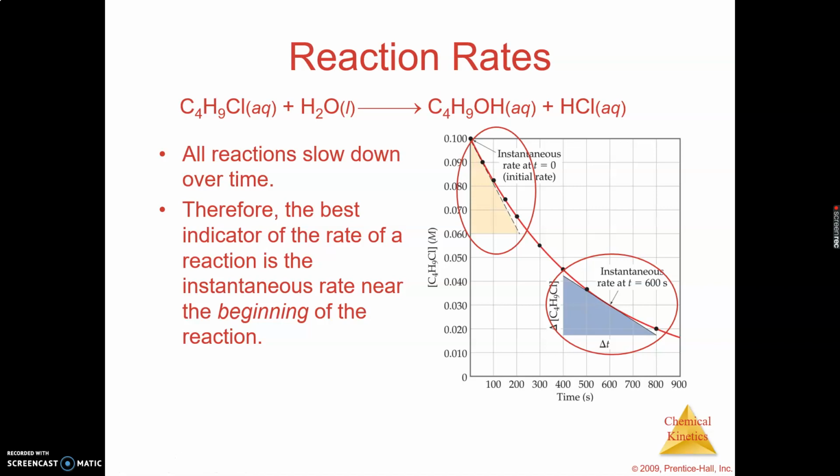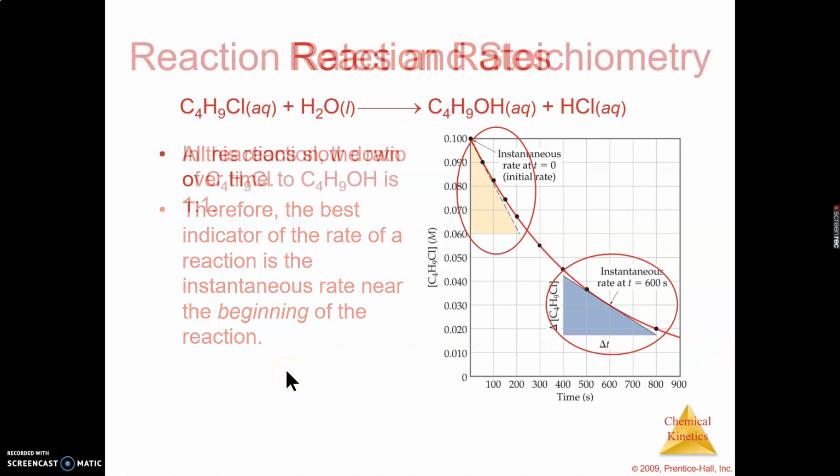So we know the best indicator of the rate of a reaction is the instantaneous rate near the beginning, because that's the fastest the reaction will ever occur. So this initial instantaneous rate is the fastest the reaction will ever occur, and that is why it is of most value and importance to us. And then from there, it's going to slow down. You can see that here with the different slopes. The slope is getting closer and closer to 0 as we go on.